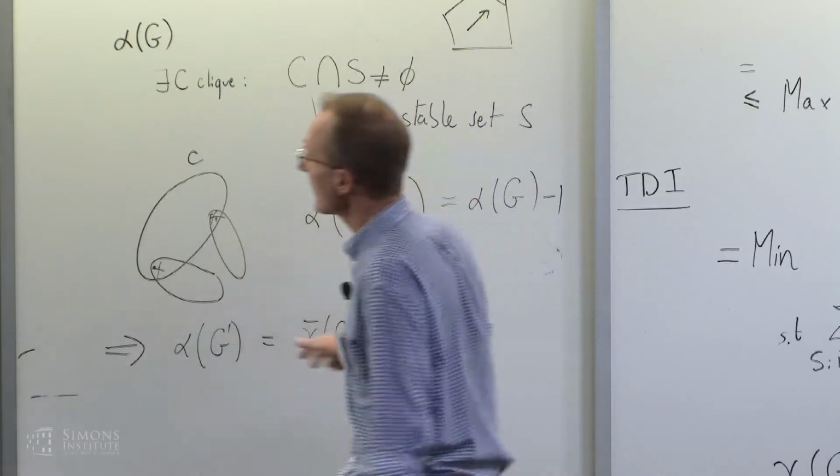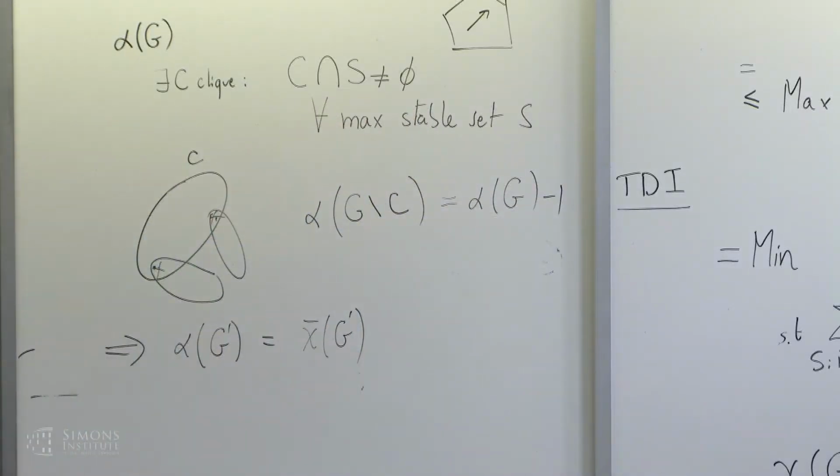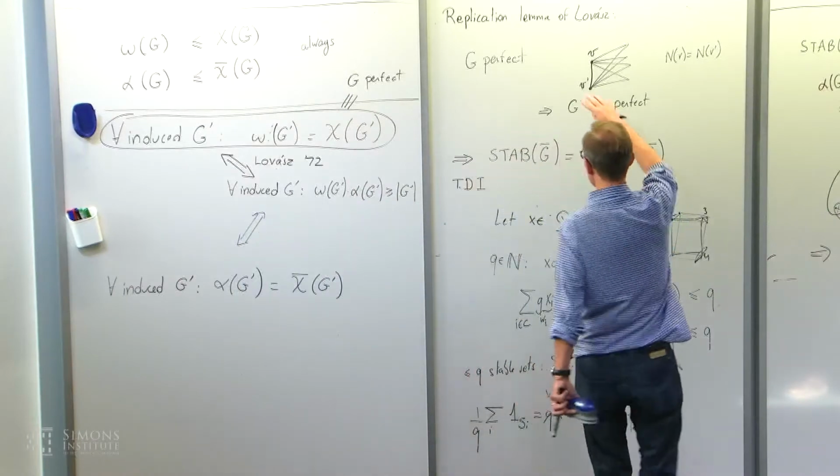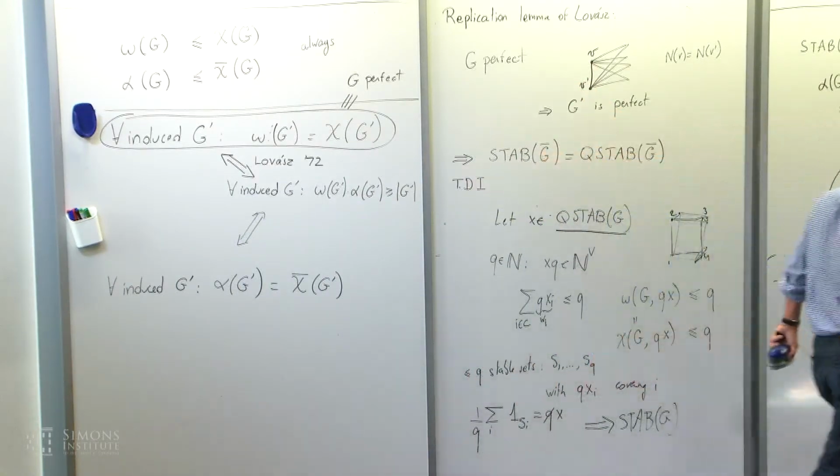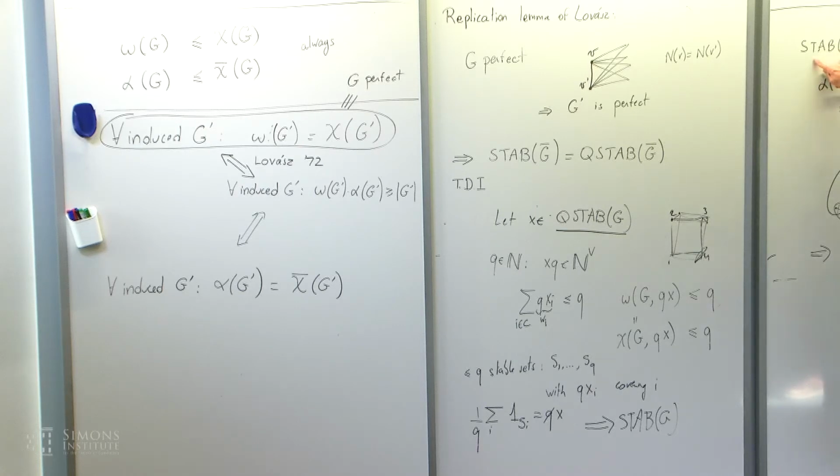Okay, so now we prove that this implies that, and vice versa, by doing this polyhedral proof in which we did show as a byproduct that stab of G is equal to Q stab of G.